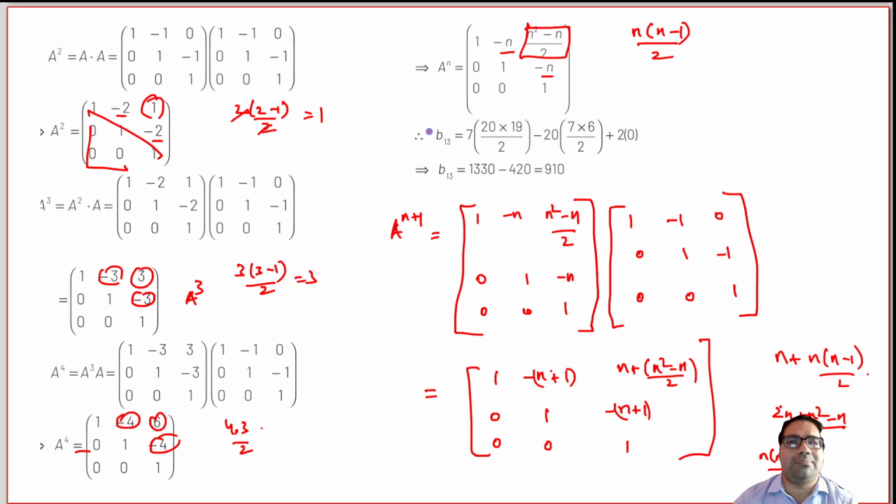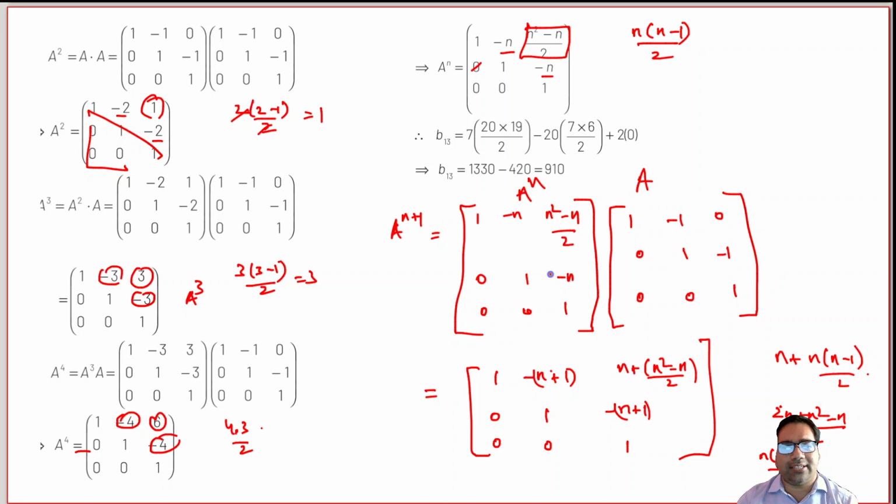Two or three multiplications don't mean that A power n will always behave like this. For that we use mathematical induction. Let's say it is true for 2, it is true for 3, and assume this is true for n. Then it should be true for n plus 1 by mathematical induction. If it is true for n plus 1, then we can say this is valid. Let us take the nth case and multiply with A again: 1 minus n and n square minus n by 2. This is A power n into A.